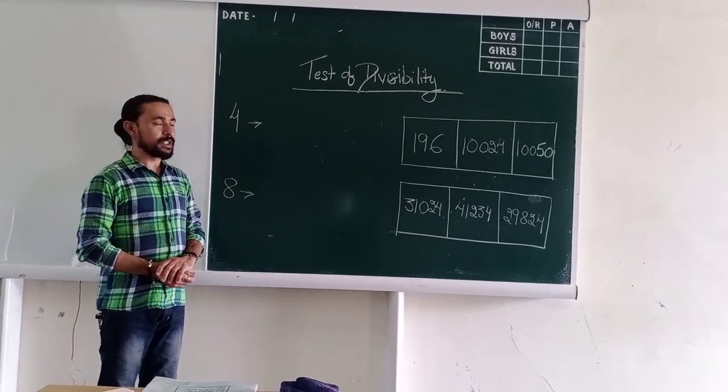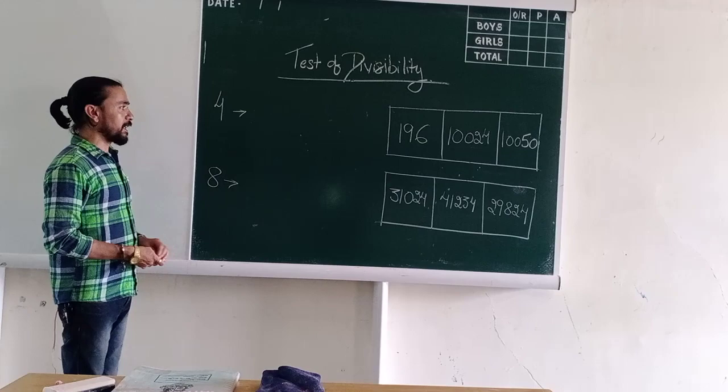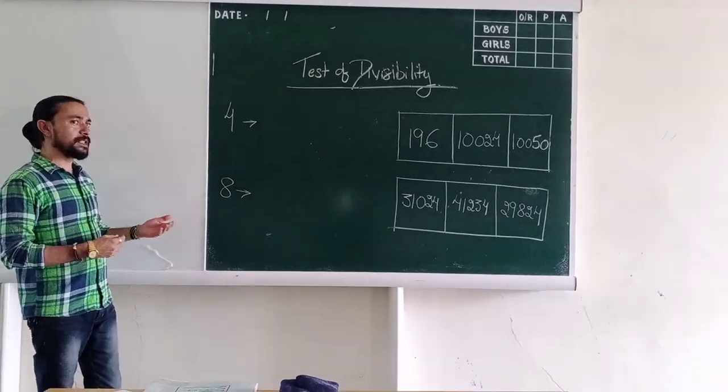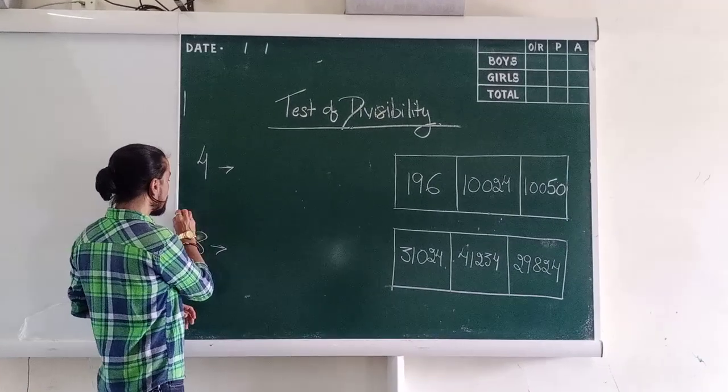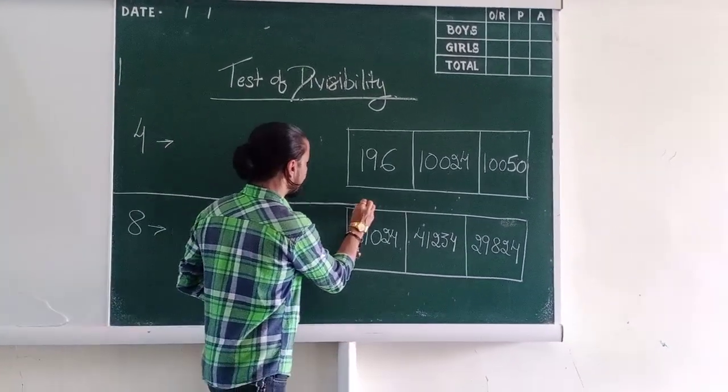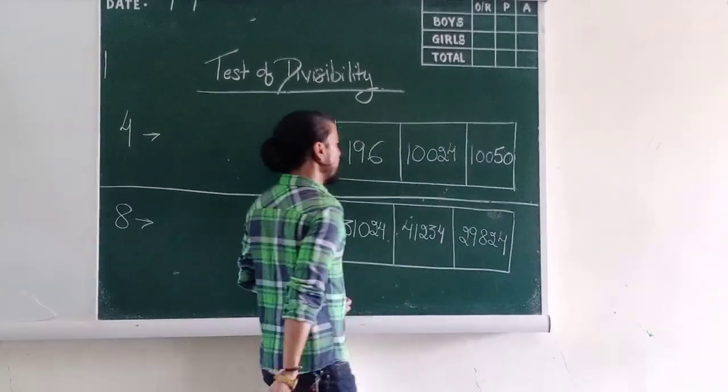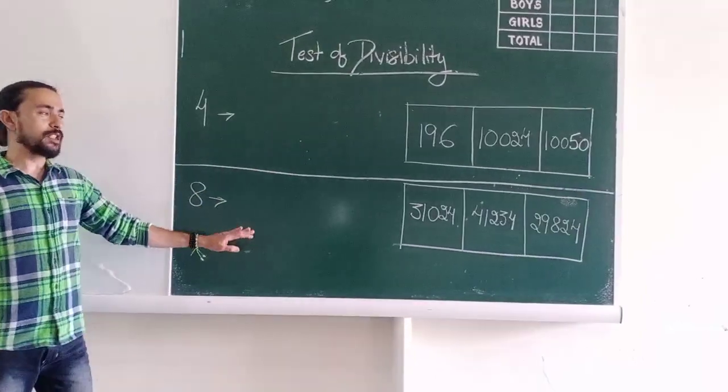So now we come to the test of divisibility for 4 and 8. Now why am I clubbing these numbers? Because there is similarity to understanding how these tests of divisibility work. 4 and 8 are very similar to each other.